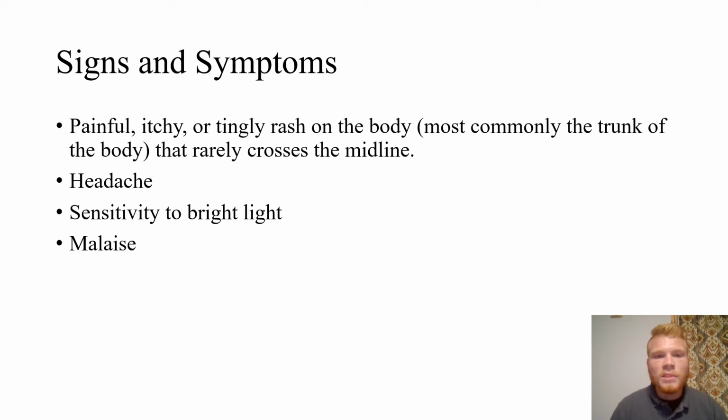So some signs and symptoms of this virus can be a painful, itchy, or tingly rash on the body. This virus is mainly found on the trunk, not crossing the midline. Occasionally, it can be on the extremities, such as the arms and legs. It'll typically be small little rashes all over the body, similar to psoriasis or eczema. You can have headache, sensitivity to bright light, and malaise. Malaise is basically feeling sick or nauseated, fatigued, or general discomfort.